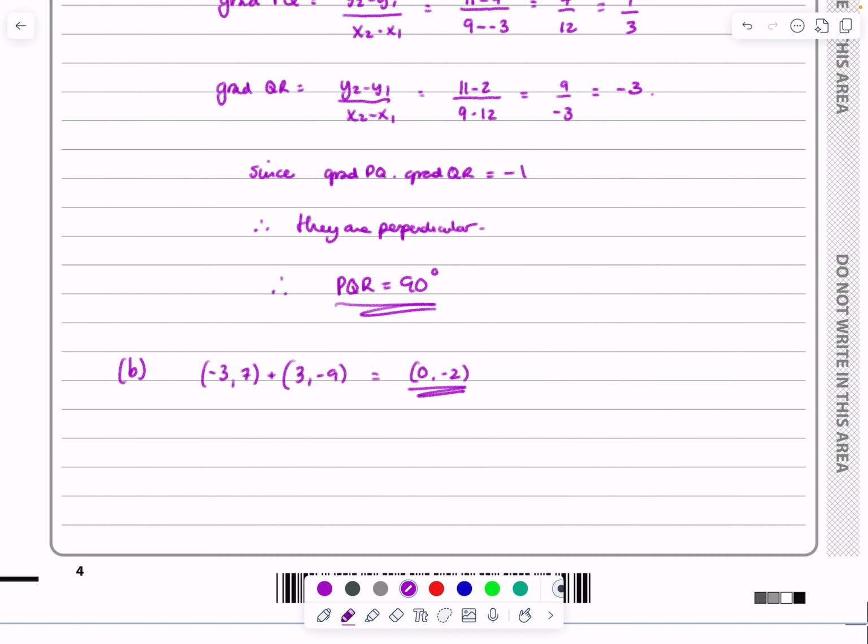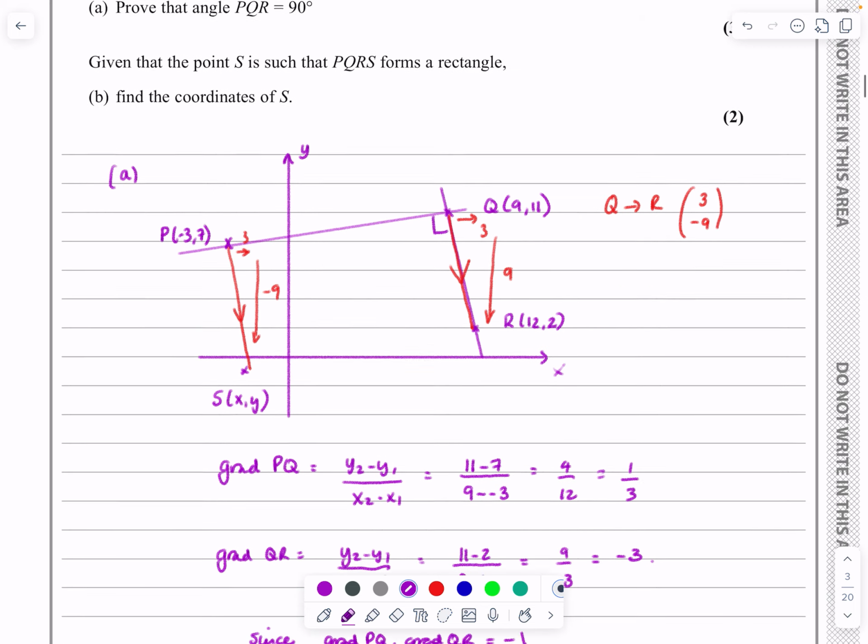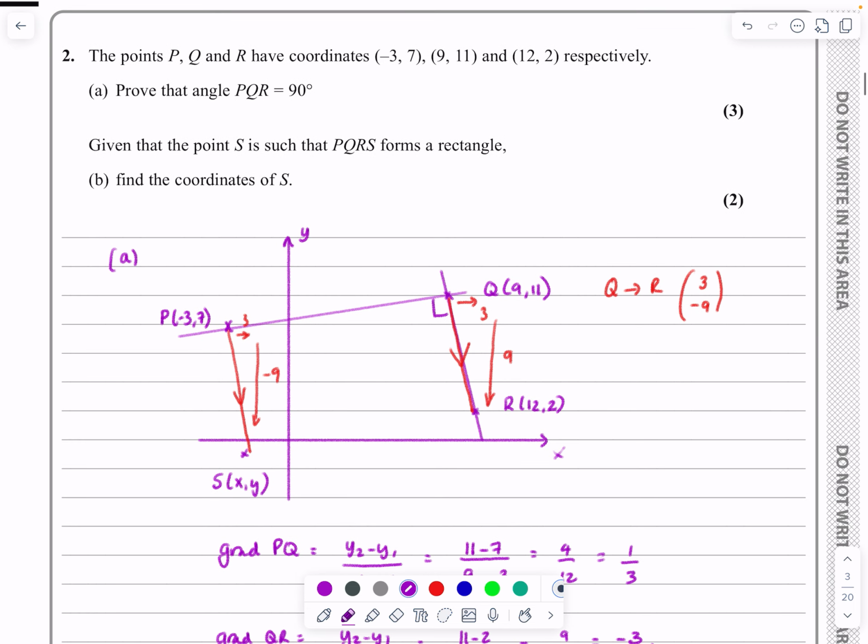Just be careful about what you write down in terms of column vectors and points, but as long as we get the right answer there, I don't think it's going to make too much of a difference. So, yeah, very straightforward, and that little technique that I've done in red, I've done that on a number of other videos with this sort of question.